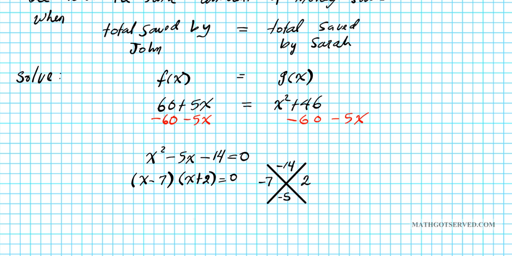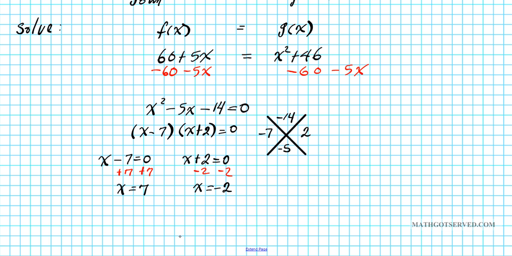Now, to finish it off, we'll use the zero product property. X minus 7 equals 0, and x plus 2 equals 0. You set both factors to 0. Now let's get x by itself here. You add 7 to both sides. You have x equals 7. And then on this side right here, you subtract 2 from both sides, and x equals negative 2. So our answers are 7 weeks and negative 2 weeks.